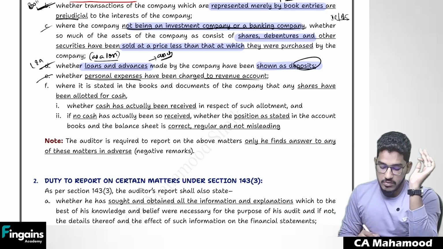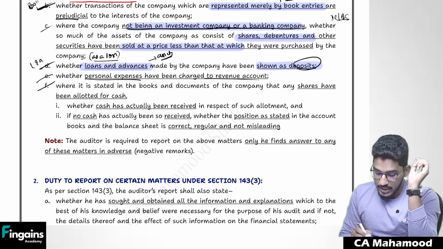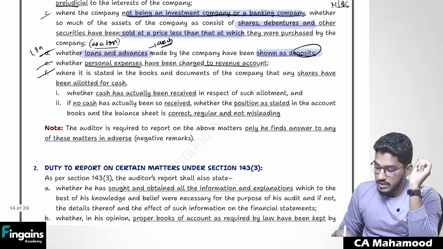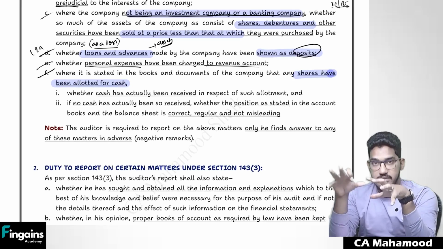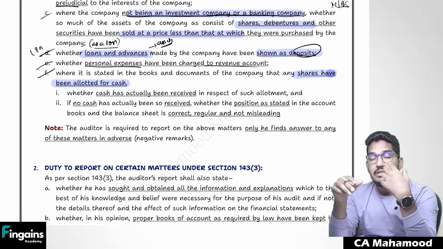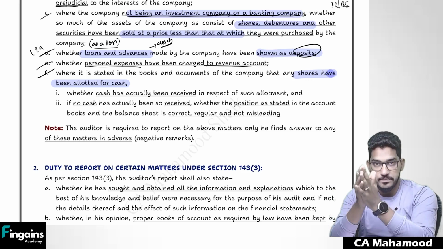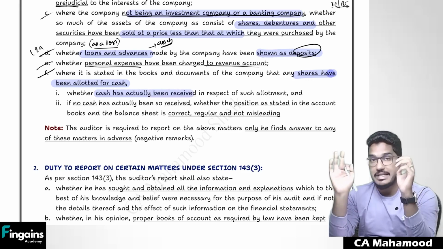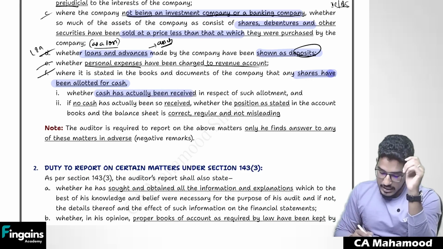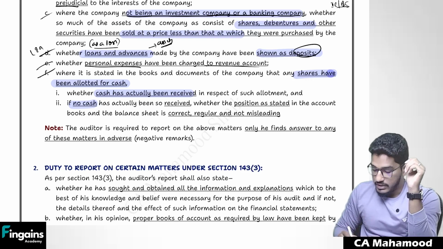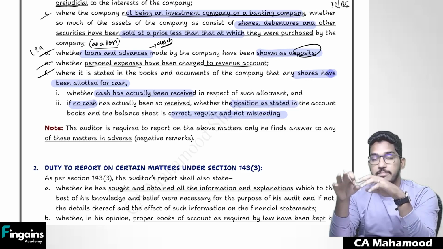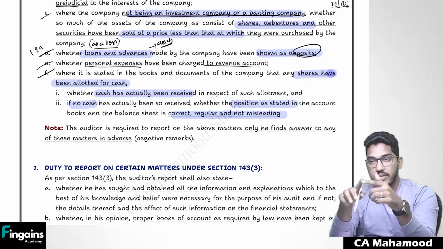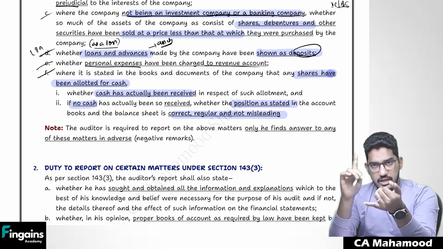Next, the last point which is required to be reported under 143 subsection 1: if it is stated in the books of accounts that the company has shares allotted for cash. Did the company state anywhere in its books of accounts that it has issued shares for cash? If yes, have they really received the cash? In case the cash is not received, whether the position as stated in the accounts and the balance sheet is correct, regular, and not misleading. So in case your client is stating, yes, we have issued the shares for cash, have they really received the cash?